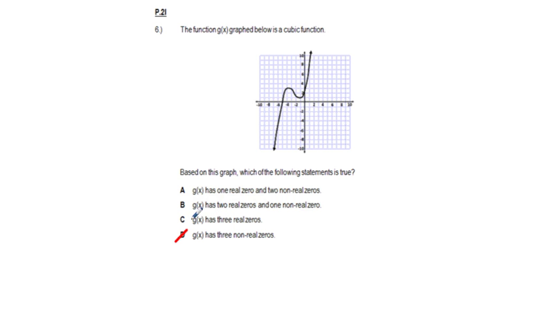And C, g of x has 3 real zeros. Well, 3 real zeros is going to look like this for a cubic function, right? So it's not that. B, has 2 real zeros and 1 non-real zero. Well, if you go like that and have 2 real zeros, like this and like this, there's no other way to get back up through there. So A is our only possible right answer, and what that's going to look like is exactly what this cubic function looks like here. 1 real zero, 2 non-real zeros.